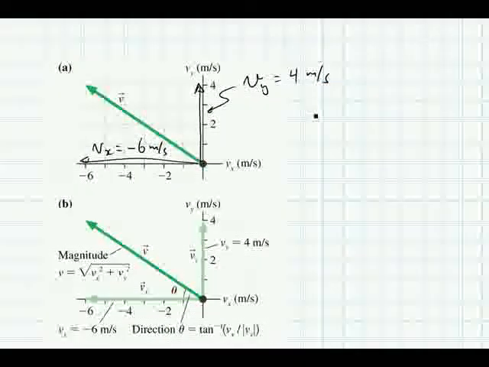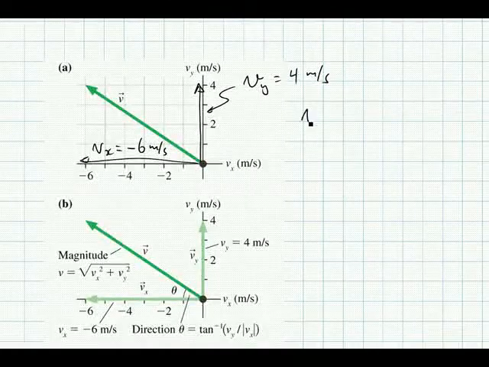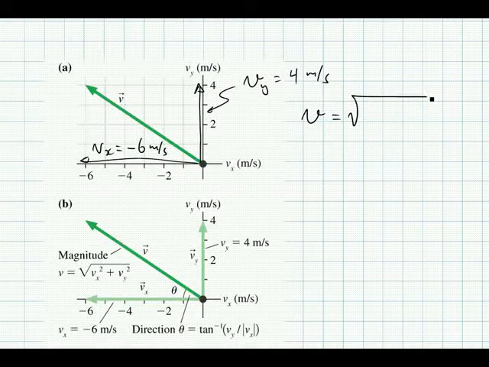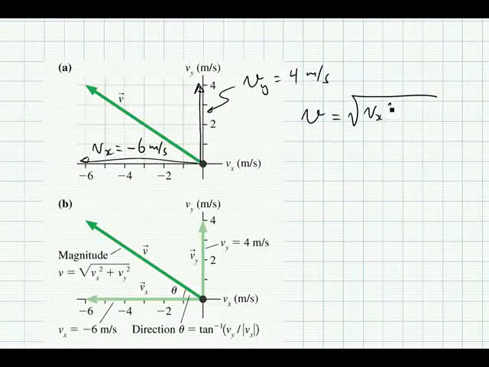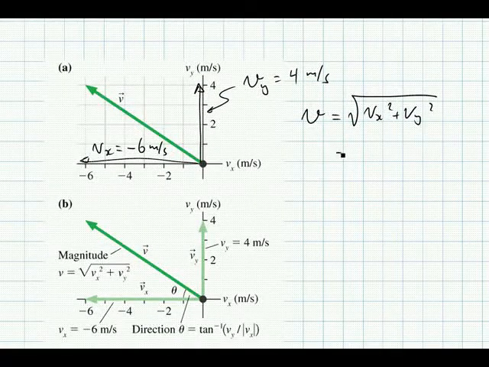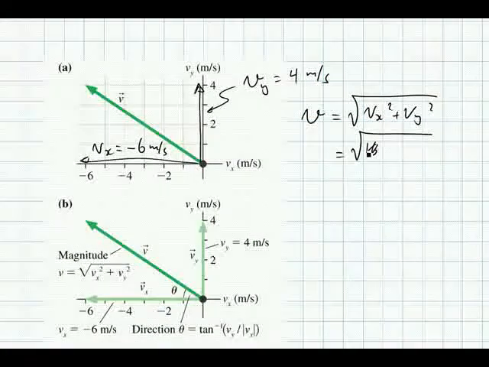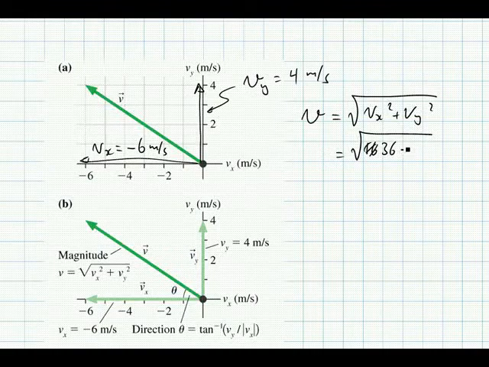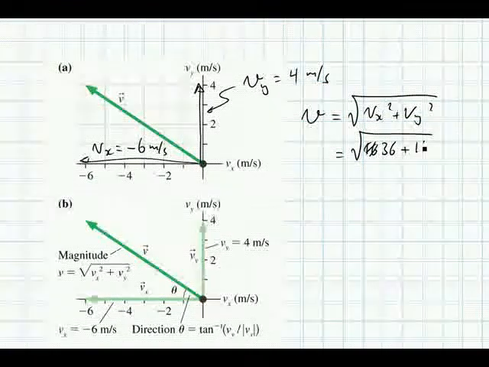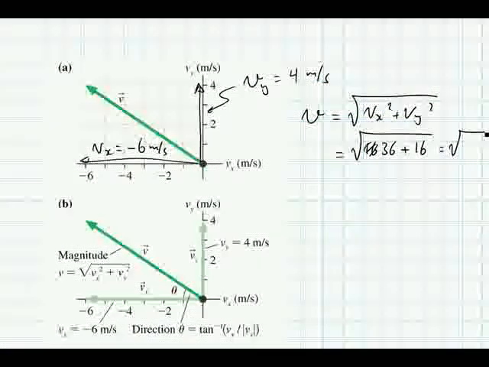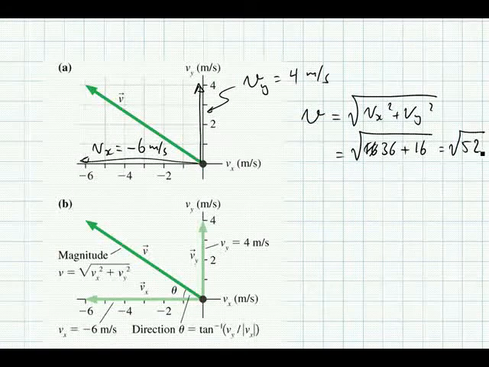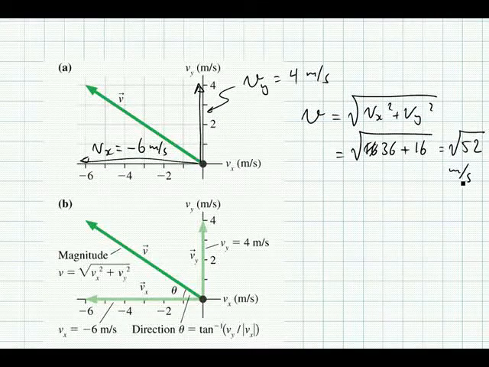So now I use the Pythagorean theorem to work out the magnitude of V, which is the square root of Vx squared plus Vy squared. That's the square root of 36 plus 16, which is the square root of 52 meters per second. So that's the magnitude of V, the velocity vector.